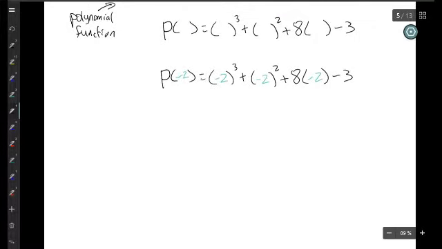And simplify, combine like terms. Negative 2 cubed is negative 8, whereas negative 2 squared is positive 4, because a negative number to an odd exponent is negative. A negative number to an even exponent is positive. 8 times negative 2 is minus 16, and minus 3. Well, negative 8 plus 4 is negative 4, minus 16, minus 3, which is minus 23.